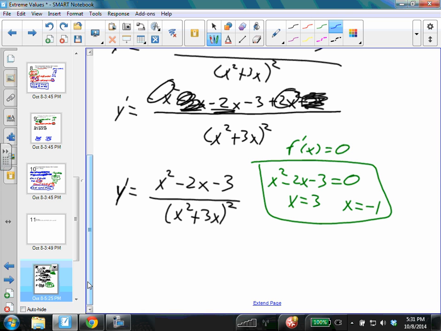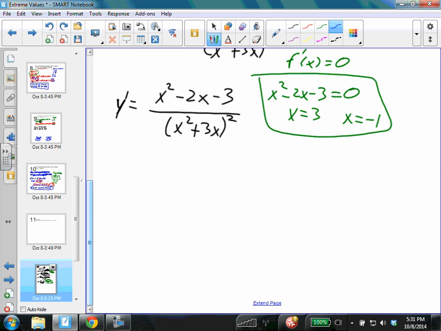Now we also need to check for where the derivative does not exist. But hopefully you've known by now what will make the derivative not exist: if the bottom is equal to 0. So now I don't even have to worry about the top. That's the nice thing about a fraction. In order for the derivative to be 0, the top is 0. In order for the derivative to not exist, the bottom is 0. So all you have to do is set each piece equal to 0 individually and work with it.